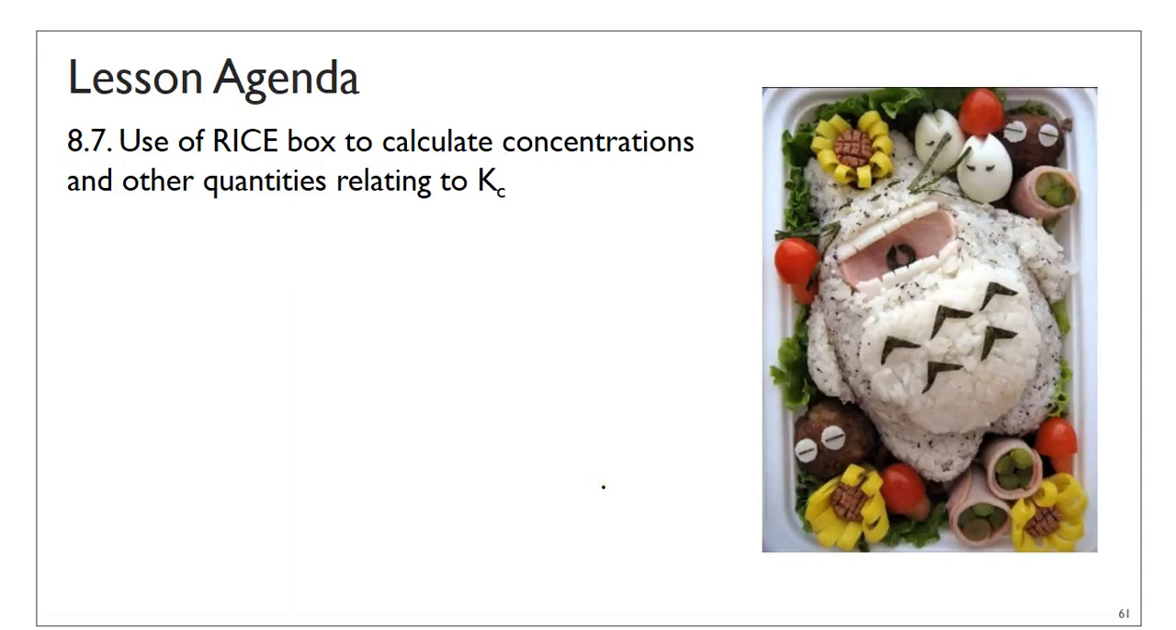Welcome back everyone. I cannot believe we are back here already, but in this video I will be discussing point 7, the use of the Ricebox to calculate concentrations and other quantities relating to the equilibrium constant, Kc. This is just a method to do certain types of questions relating to equilibrium, so you don't necessarily have to use this method to solve the question, but it is quite useful, and I think it minimizes the chance of making an error. So I'm just going to introduce the method.